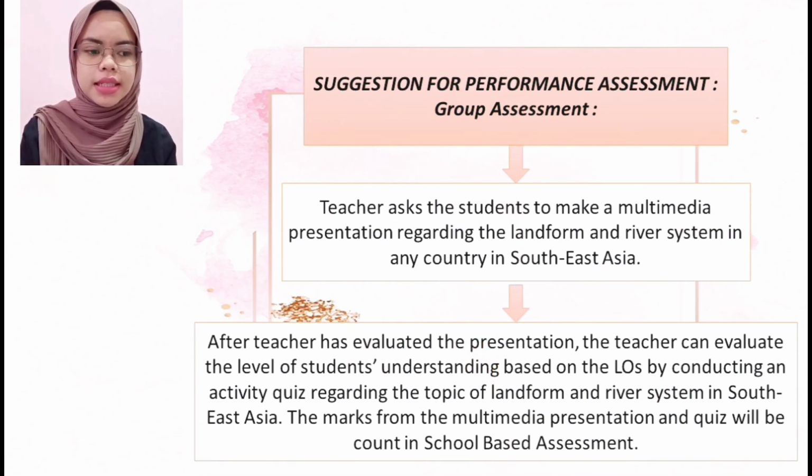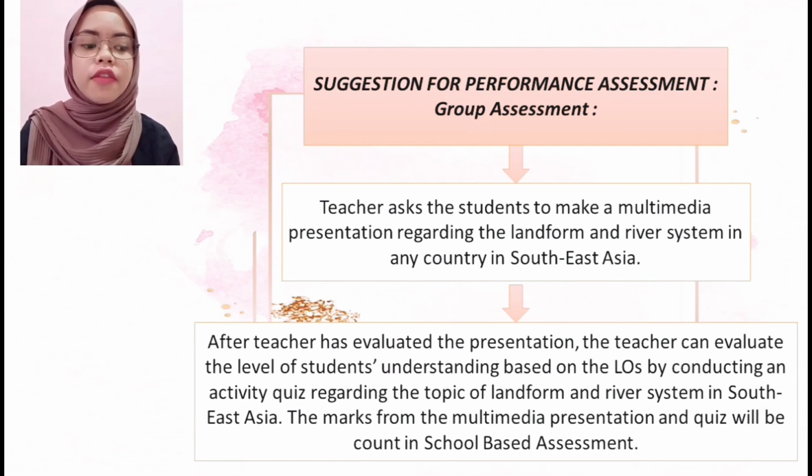Suggestion for performance assessment, which is a group assessment. The teacher asks the students to make a multimedia presentation regarding the landform and river system in any country in Southeast Asia. After the teacher has evaluated the presentation, the teacher can evaluate the level of students' understanding based on the LOs by conducting an activity quiz regarding the topic of landform and river system in Southeast Asia. The mark from the multimedia presentation and quiz will be counted in school-based assessment or PBS.